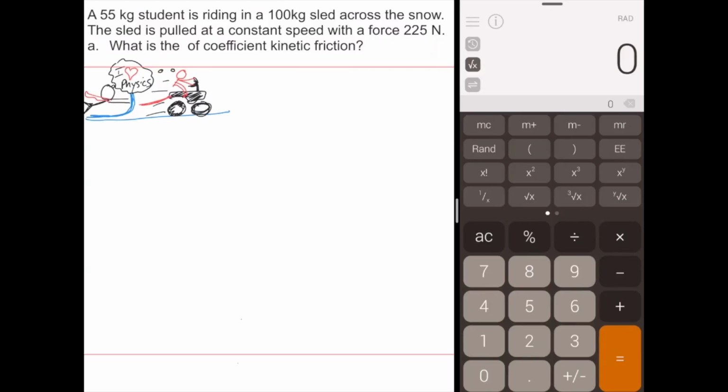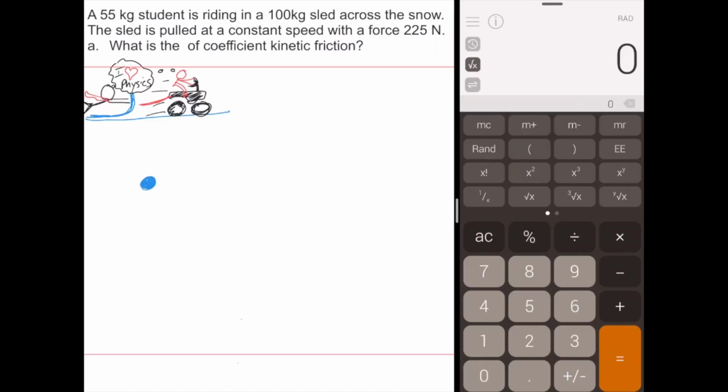The first step is going to be to draw a free body diagram for the object in question. And so what we're taking a look at here is the sled is pulled at a constant speed with a force of 225 newtons. What is the coefficient of kinetic friction? So the object that we have the most information about is the sled. So let's go ahead and draw the free body diagram for that. So here's going to be my sled.